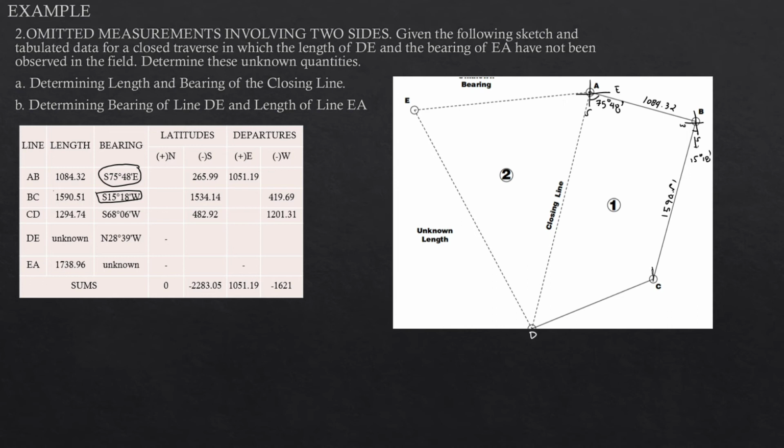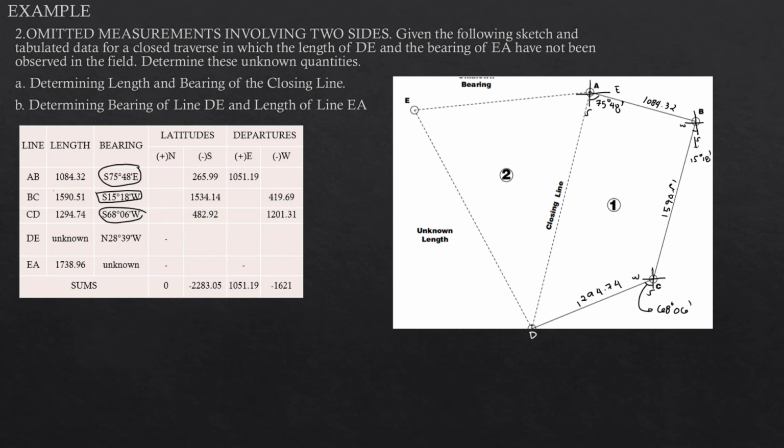Ito, CD. CD bearing natin is southwest. So, tama. Meron tayong 68 degree 6 minutes. So, ito yon. Yan yung 68 degree 6 minutes. Then, meron tayong length na 1,294.74. So, ito yung length natin.